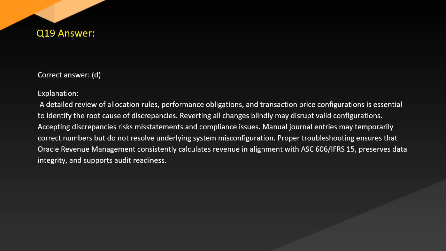Answer. Correct answer. D. Explanation. A detailed review of allocation rules, performance obligations, and transaction price configurations is essential to identify the root cause of discrepancies. Reverting all changes blindly may disrupt valid configurations. Accepting discrepancies risks misstatements and compliance issues. Manual journal entries may temporarily correct numbers but do not resolve underlying system misconfiguration.